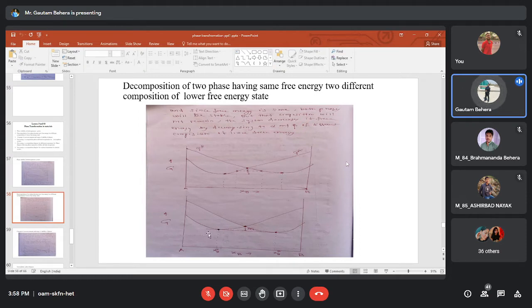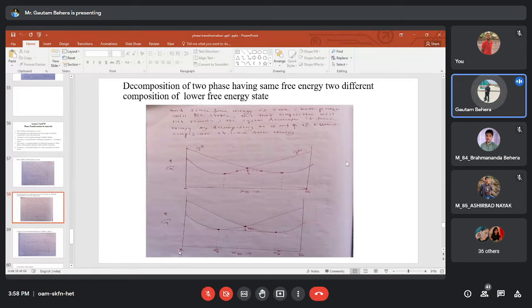This is a tangent drawn, right? So you can draw a projection. You can see the composition here is xB alpha, here xB beta, right? So what I mean to say is, after doing this, you can also see that the alpha phase and beta phase have a range of stability now, or the alpha plus beta phase has a range of stability. They are not stable at a definite composition. They are stable at a range of composition, right?